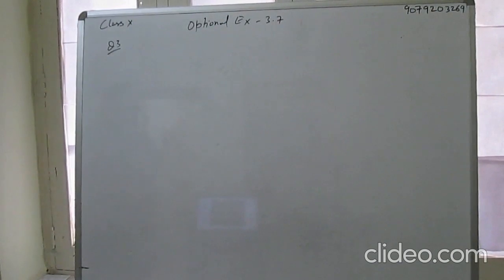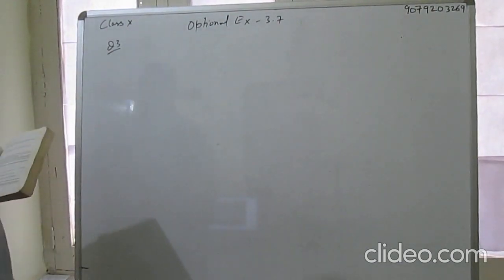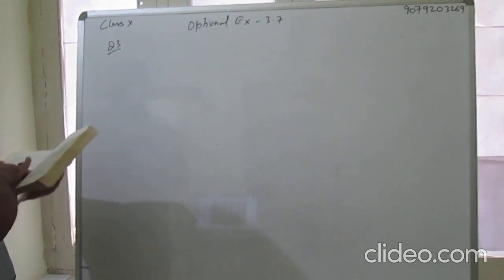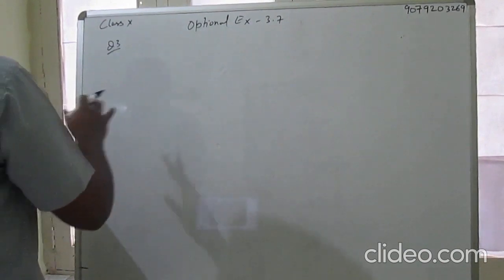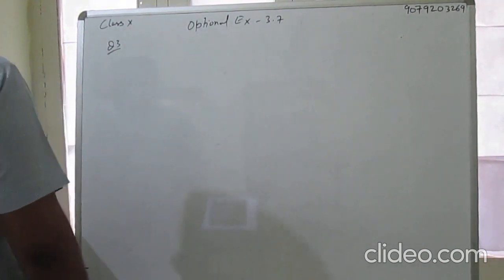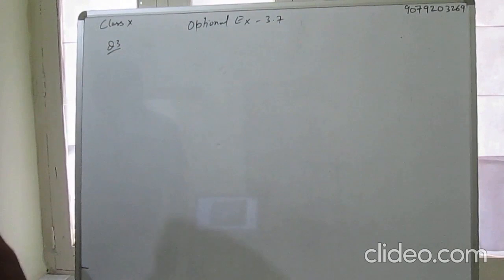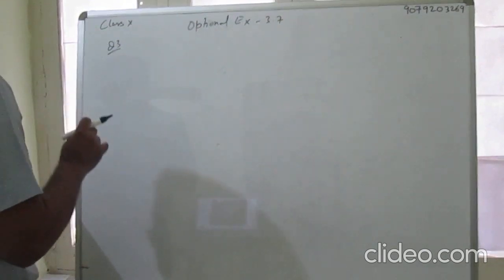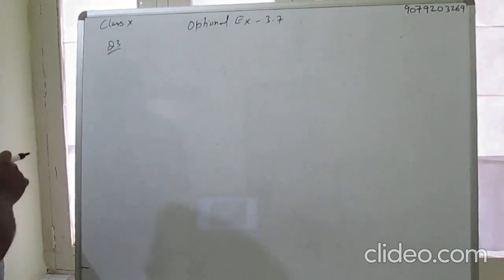Question number 3. A train covered a distance at a uniform speed. If the train had been 10 km faster, it would have taken 2 hours less than the scheduled time. If the train was 10 km slower, it would have taken 3 hours more than the scheduled time. Find the distance covered by the train.